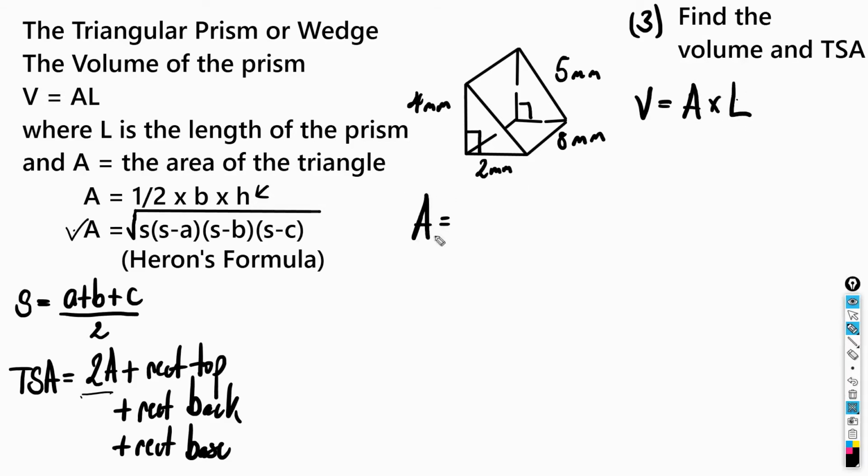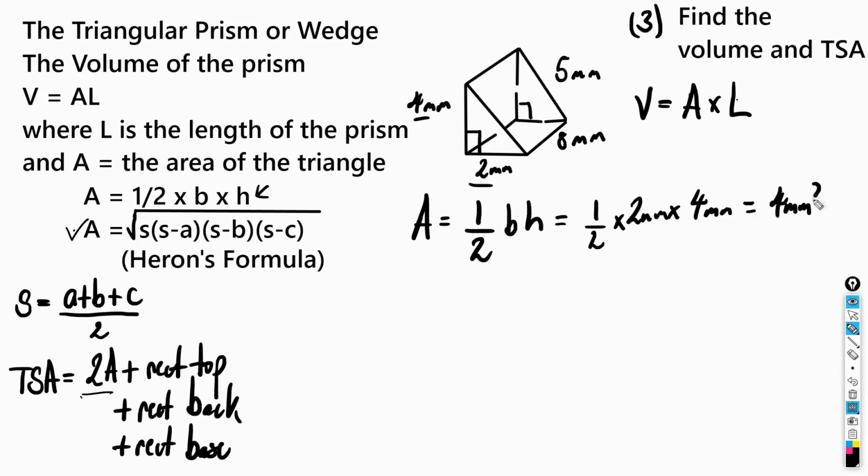And to find the area, it's pretty easy in this case because 4 is actually the perpendicular height because it's a right angle triangle. And we can find half base times height, which in this case the base is 2 millimeters. So this should be equal to a half of 2 millimeters multiplied by 4 millimeters. So we should end up with 4 millimeters squared for the area here. And the volume should be equal to 4 millimeters squared multiplied by the length, which in this case is 8 millimeters. And we should end up with 32 millimeters cubed. All right, cool. So pretty simple, guys, pretty simple.